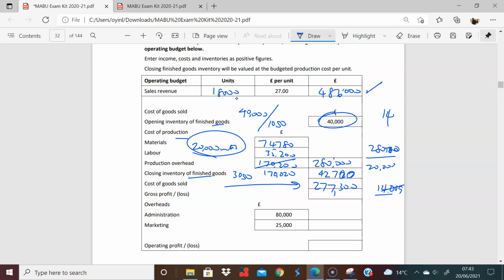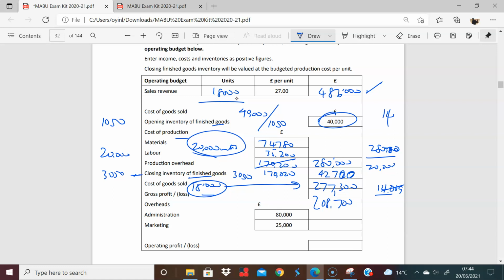Remember that, in terms of units, we're not seeing it, but this is 1,050. This is 20,000, and this is 3,050. That's why we have cost of goods sold of 18,000 units. That's important to remember: we're really still comparing the sale of 18,000 units with the cost of 18,000 units. And so I'm subtracting 277,300 from 486,000, which gives me 208,700. And that's my gross profit.